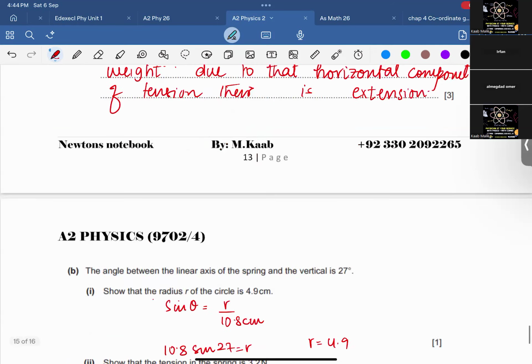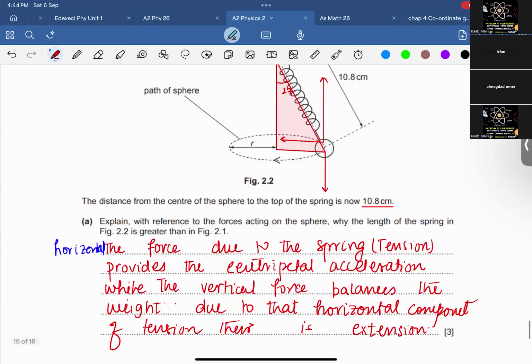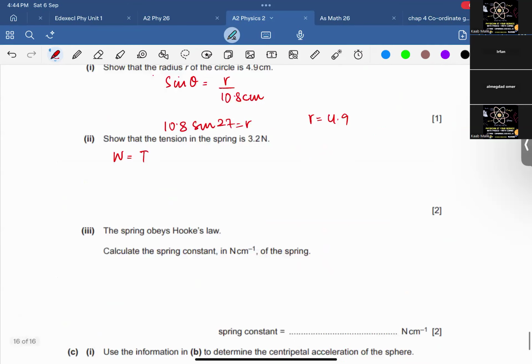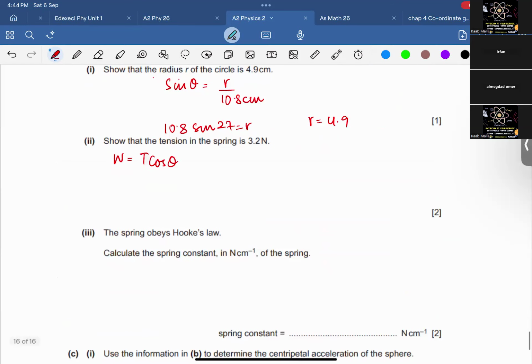which was what component? T cos theta. So weight is basically equivalent to T cos theta, right? Weight is mg, and mg over cos theta is going to be your T. Now please put in the value and solve.